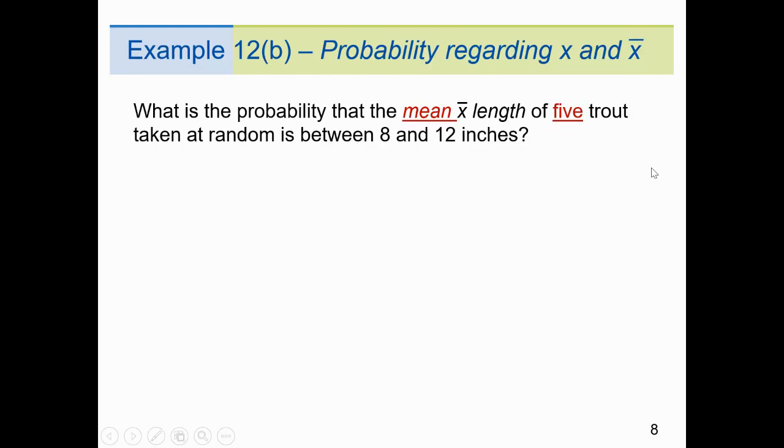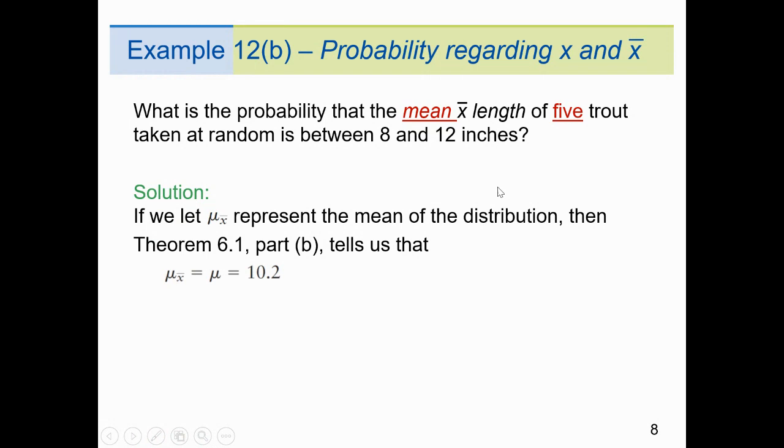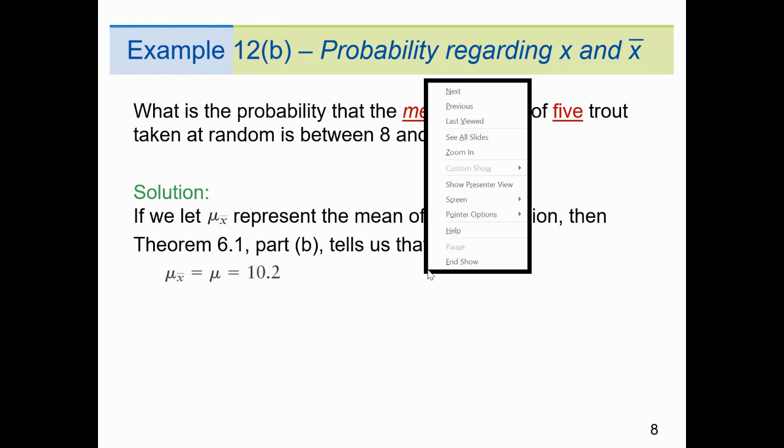All right, so now take that same problem. Find the probability that the mean, the average length of 5 trout. This is new now. This is my n value that I didn't have before. It was a single trout. Same idea. We want to find the probability that the average of these 5 trout lies between 8 and 12 inches. The means are the same. Nothing changes there.